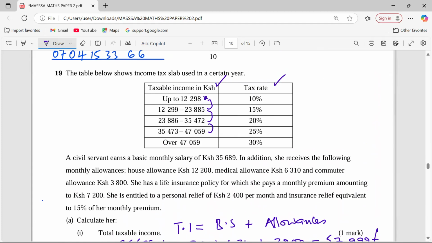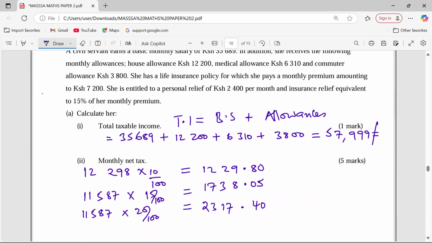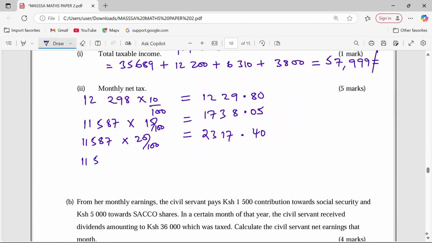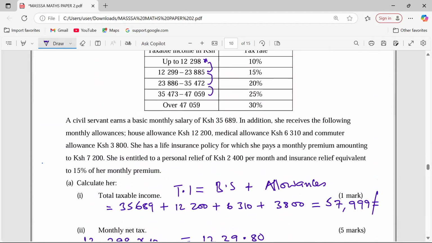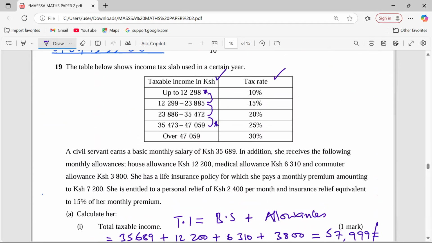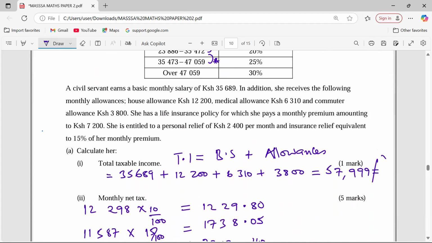Then we proceed to the next bracket, 47,059. We subtract the limit in the previous bracket, 35,472. And this is going to give us 11,587 again. This one at the rate of 25%, and we shall obtain a tax of 2896.75.